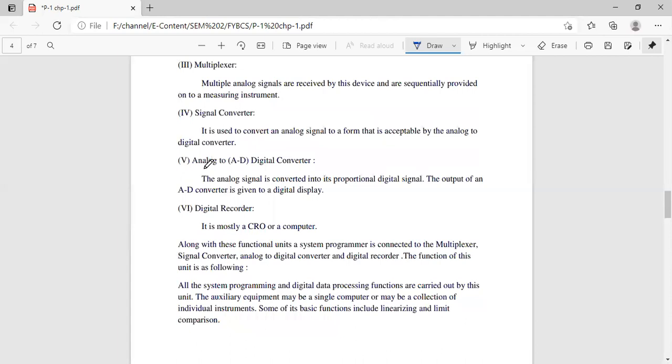After that, analog to digital converter. Now the basic question is why we are converting the signal from analog to digital. Because for processing or control, we need a computer device. All computer devices understand only digital language. They are not able to understand the language spoken by human beings, or any other language. That is why we need to convert all types of languages into its equivalent language, and that is digital. That is why we need an analog to digital converter here. The analog signal is converted into its proportional digital signal.